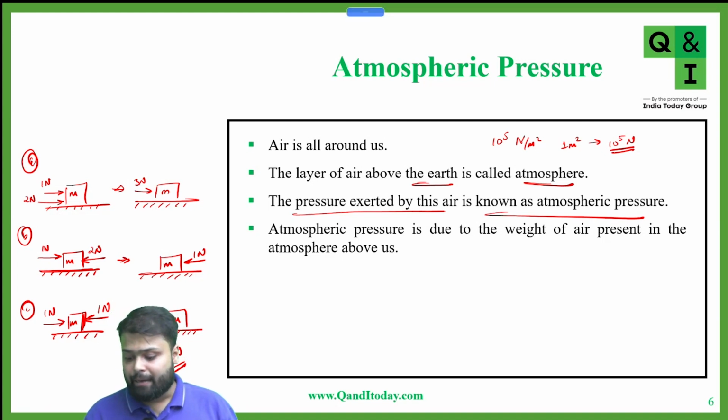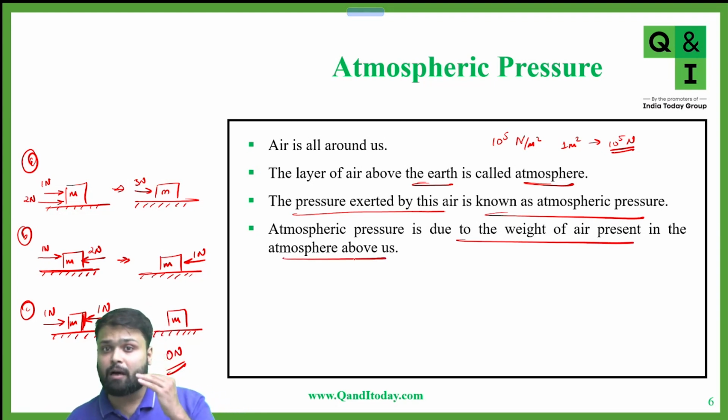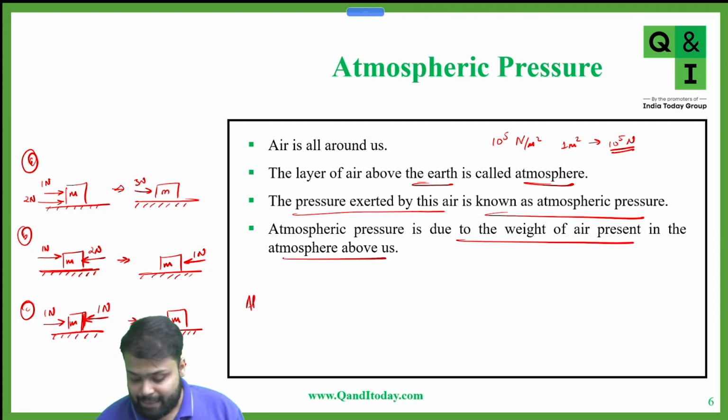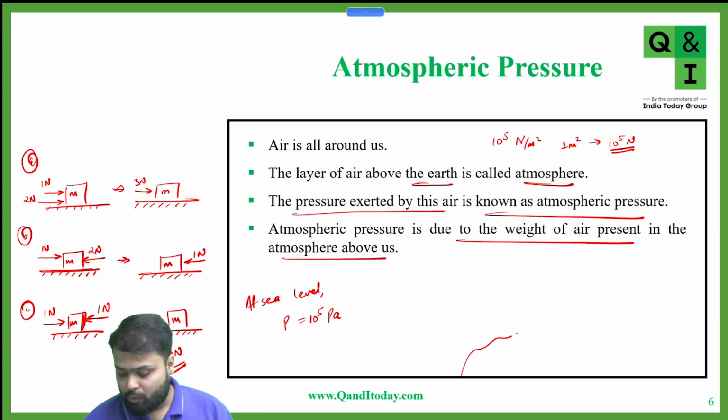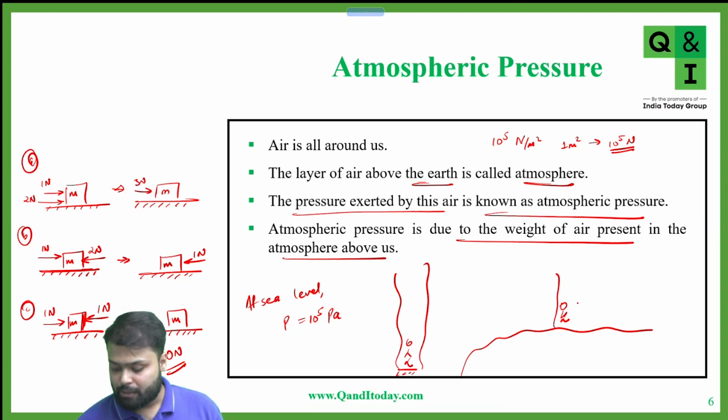Listen, atmospheric pressure is due to the weight of the air present in the atmosphere above us. At sea level, pressure is approximately 10 to the power 5 Pascal. As we go up, let's say onto the mountains, suppose a person is standing at sea level. This is the air above this person, and suppose there's a person on the mountain. Can we say the air above the person on the mountain is less as compared to the person at sea level?